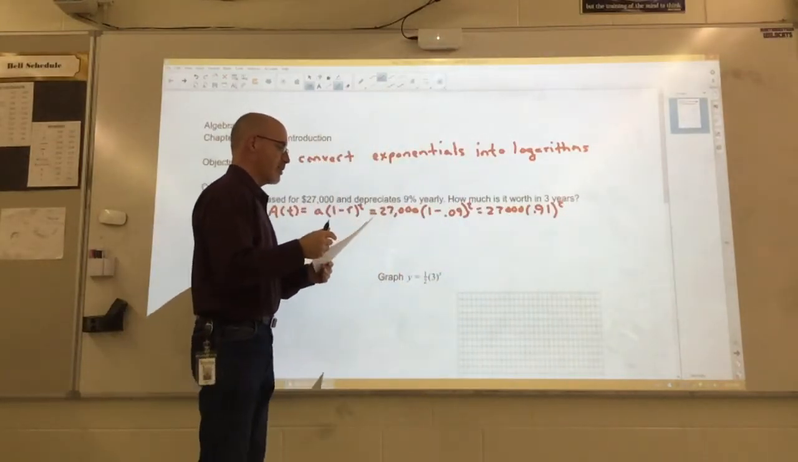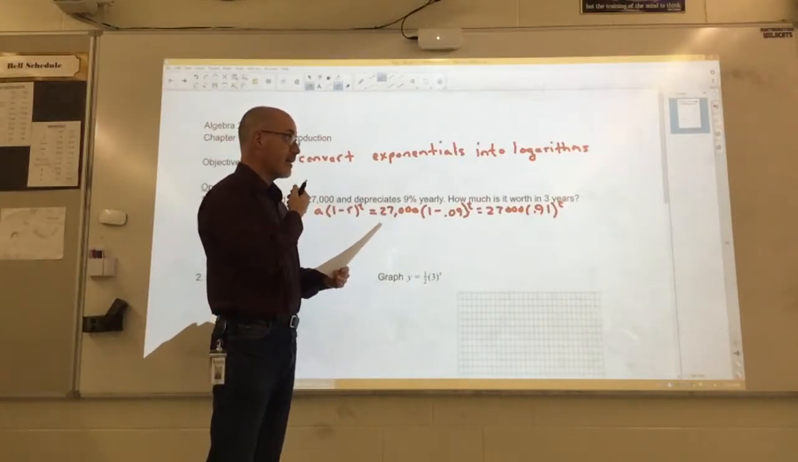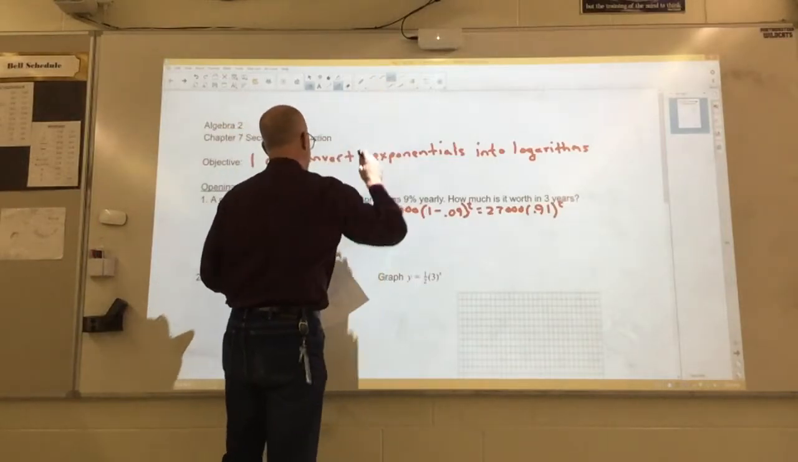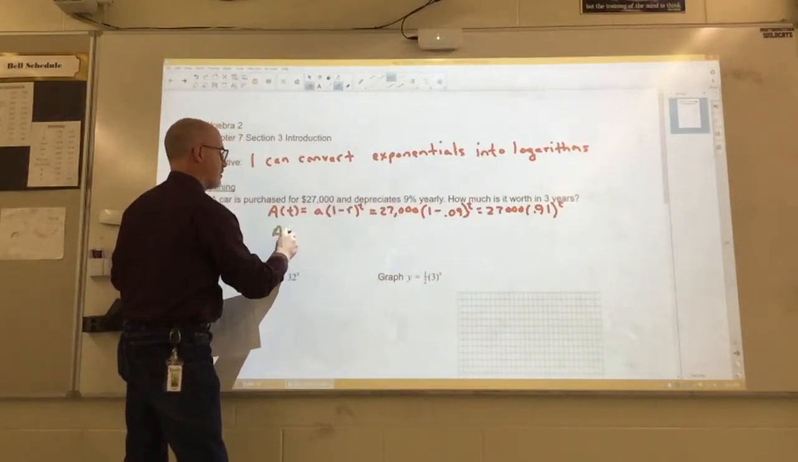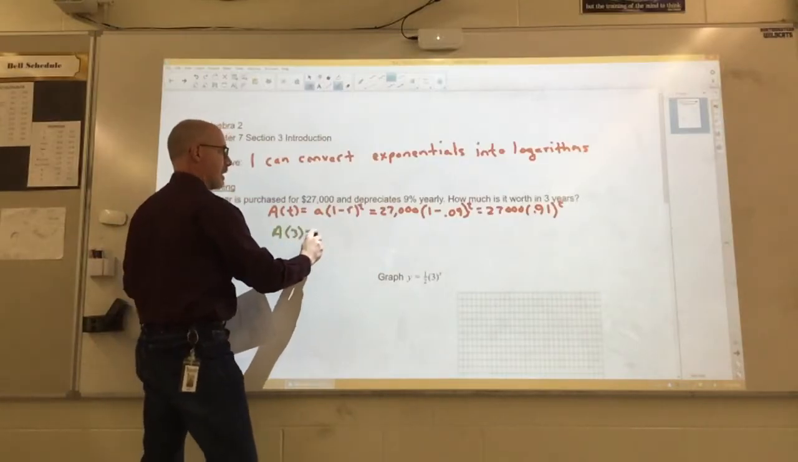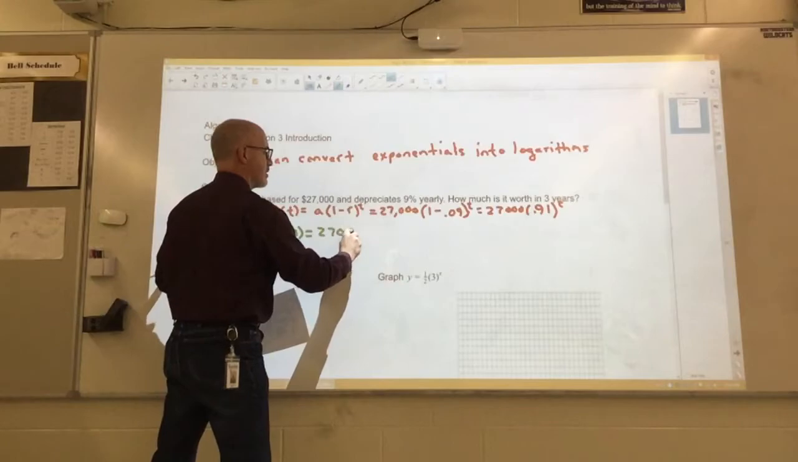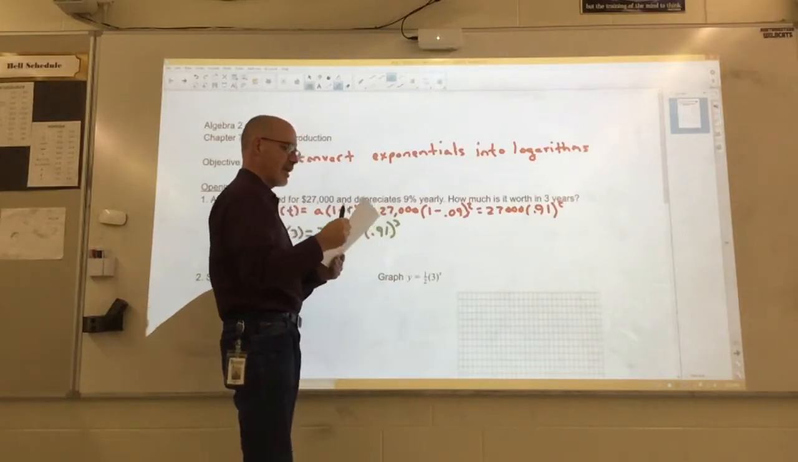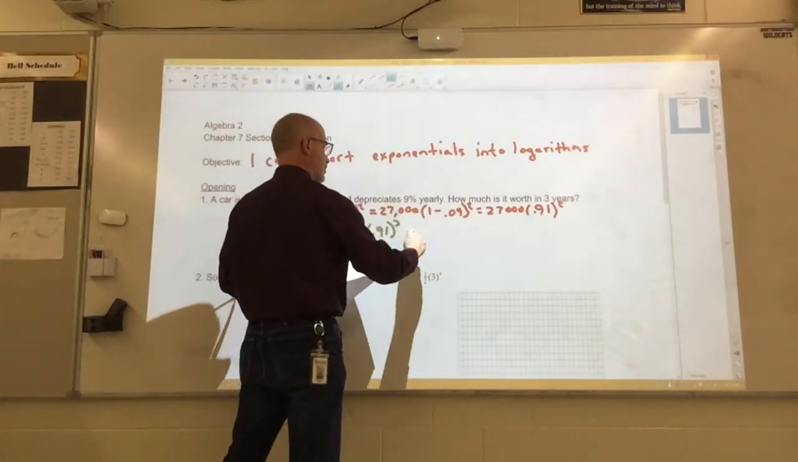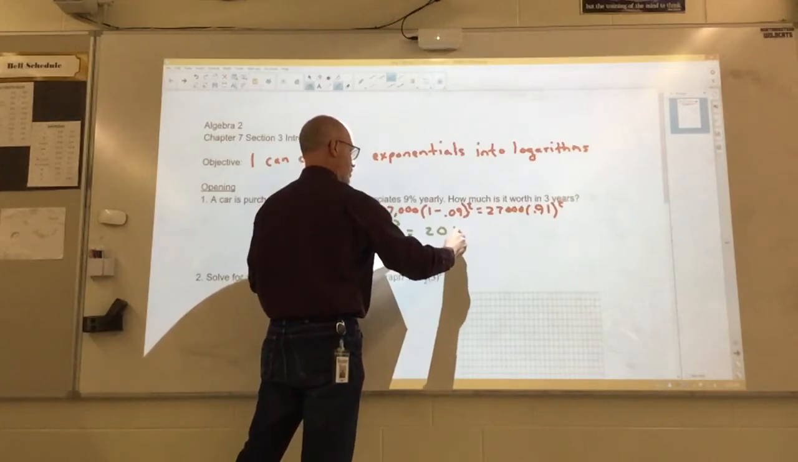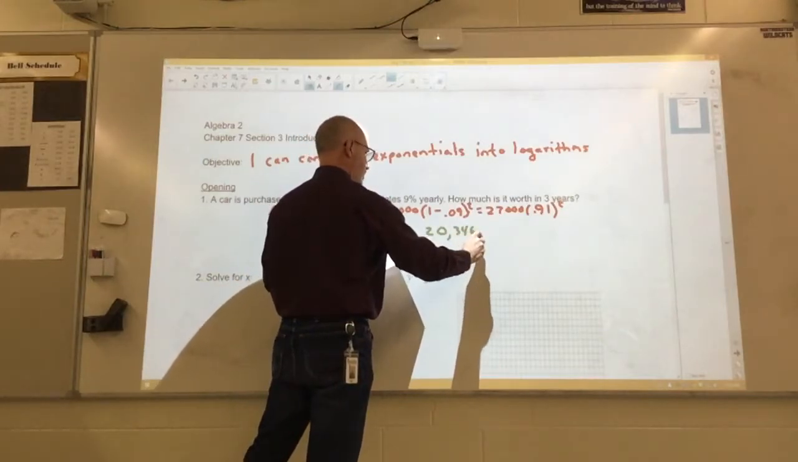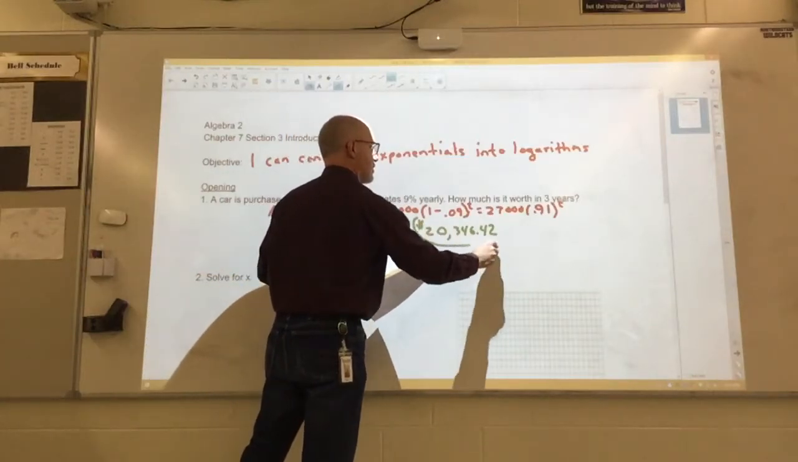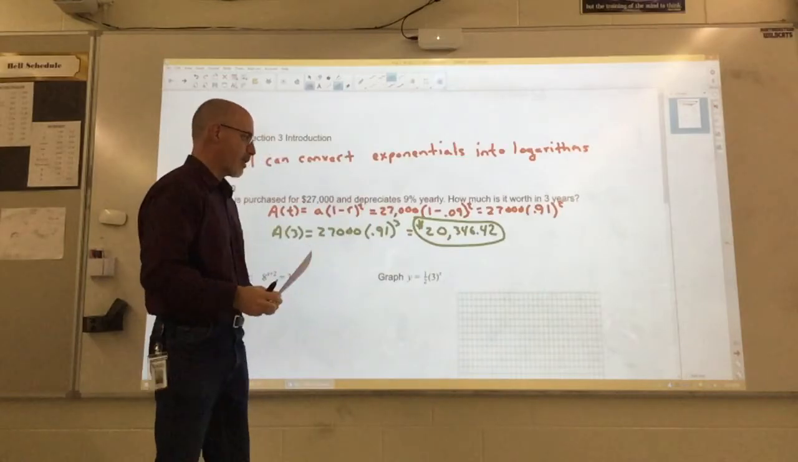Now the next thing we want to do is put into this problem the time that's listed there. So we do A of 3, that means we're going to have 27,000 times 0.91 to the third power. And then we just do that on our calculator, and that equals $20,346.42 is our answer. So that's how we do a depreciation problem.